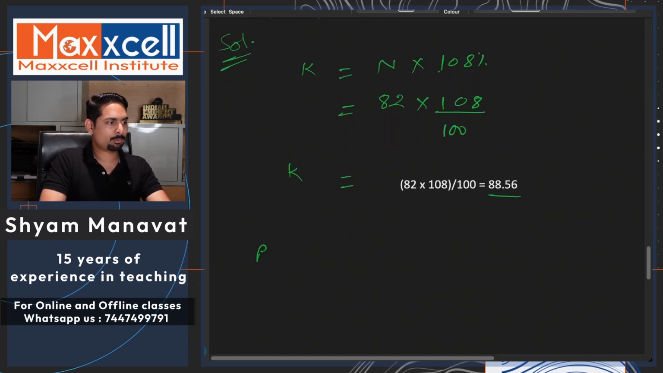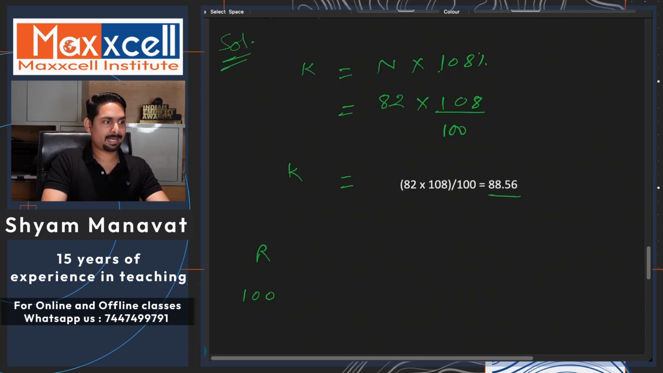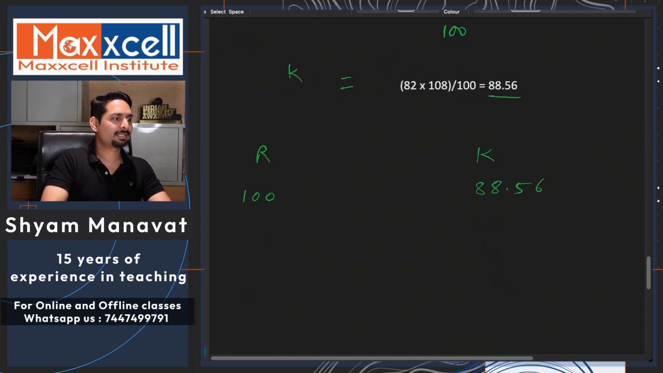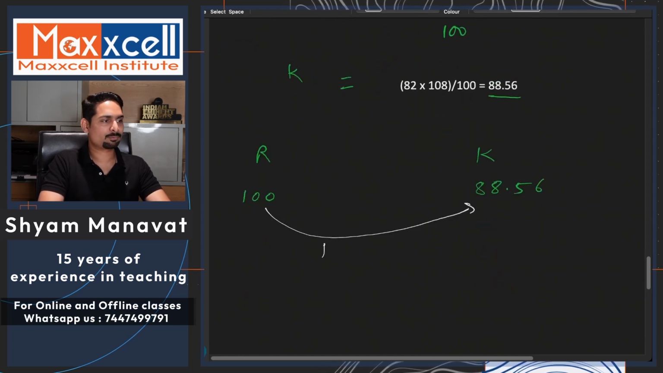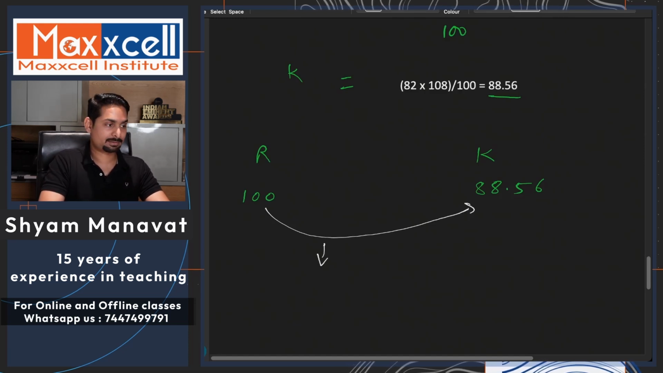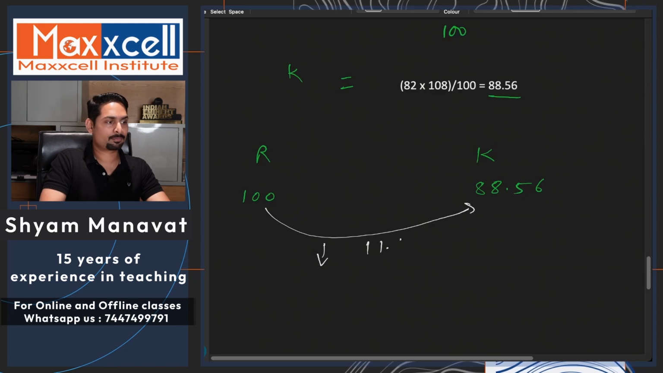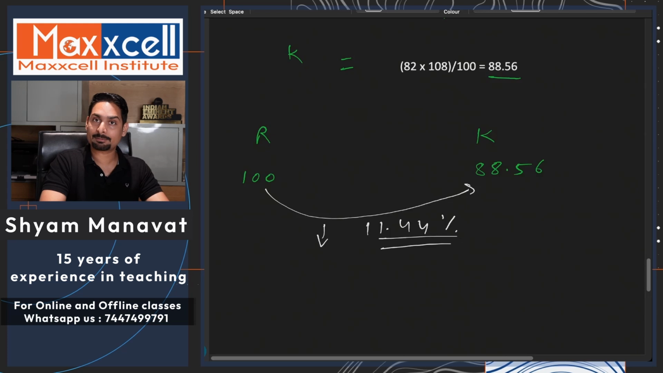So we started with whom? Rahul. Rahul paid how much? Rahul bought it for 100, and Kunal bought it for 88.56, right? Now we can see there is a pure decrease. What is the decrease value? Subtract 100 minus 88.56. How much will you get? You will get 11.44, right? So we can directly say 11.44% because it is starting from 100.